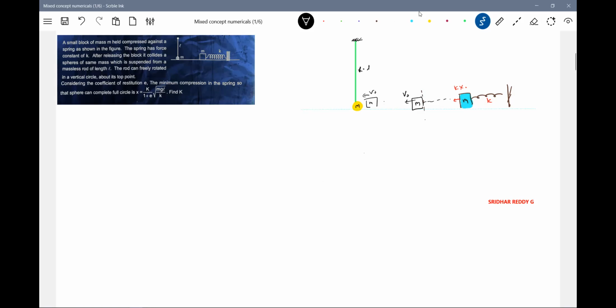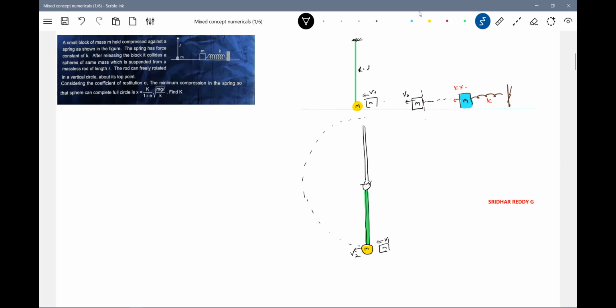So what is the next part of the problem? I'll make it simple. Regarding the rod, after collision, this will have velocity, say v2, and the block will have velocity, say v1. Now get into the problem. It should swing, and finally it should become vertical. When it becomes vertical, it should just become vertical.